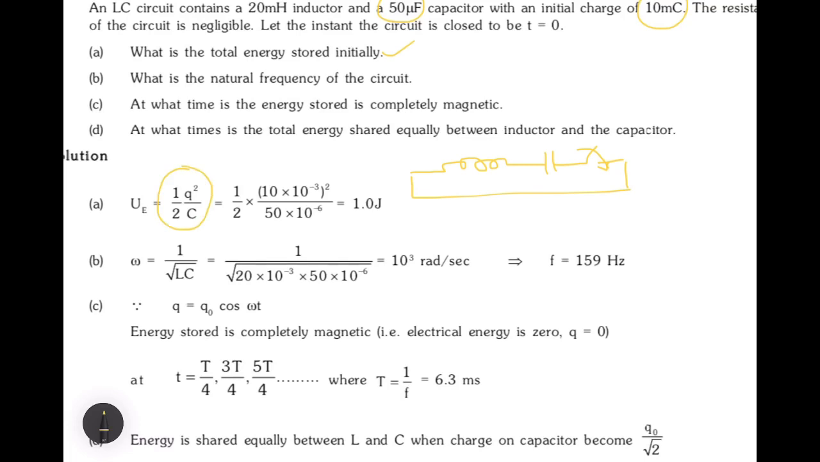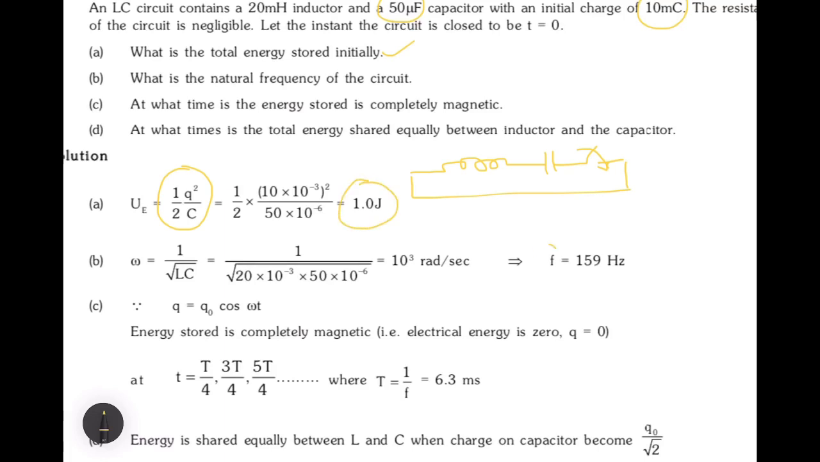What is the energy stored in the capacitor formula? Q square by 2C. What is the energy stored in an inductor formula? Half Li square. What is the energy dissipated by a resistor? It is I square RT. What is the energy stored in a spring? It is half kx square. What is the kinetic energy? Half mv square. All these formulas have a relation. So here Q square by 2C, you substitute the value, you get 1 joule. Fine, that's the first part of the question.